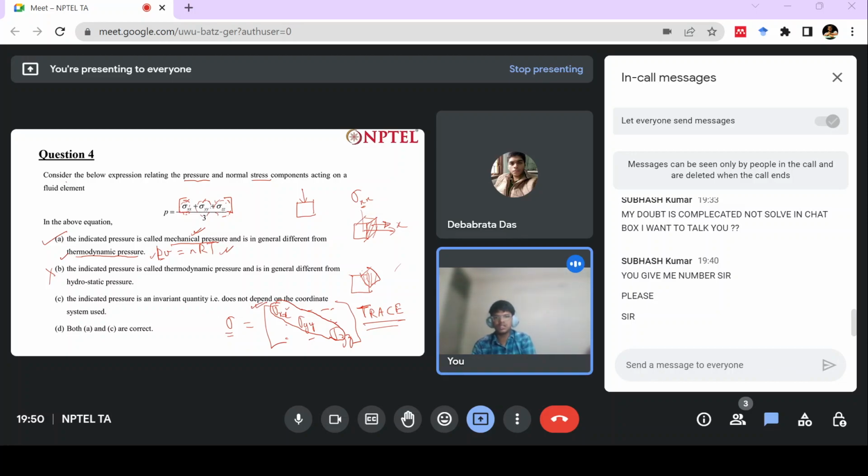So this is actually an invariant quantity. The stress trace is an invariant quantity. So since the trace of a matrix is an invariant quantity, pressure is also an invariant quantity. Okay. So this option is actually also correct. Yes, sir. So both A and C are correct. So your final answer will be D because both A and C are correct.